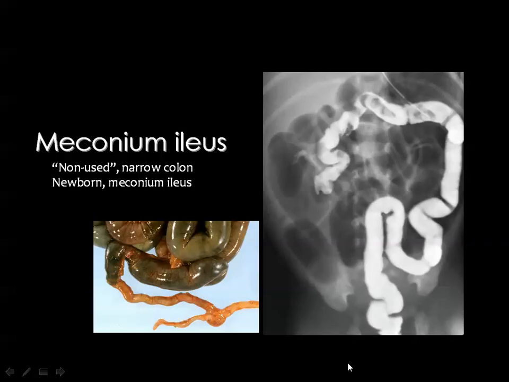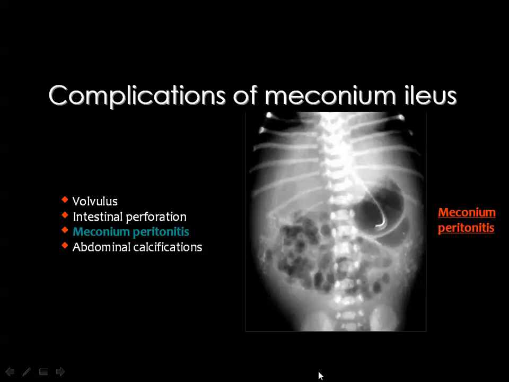And this is also another case of meconium ileus. The colon is small, and you see here multiple filling defects in the transverse and ascending colon, diagnostic of meconium ileus. And you look, the small bowel is distended by air.